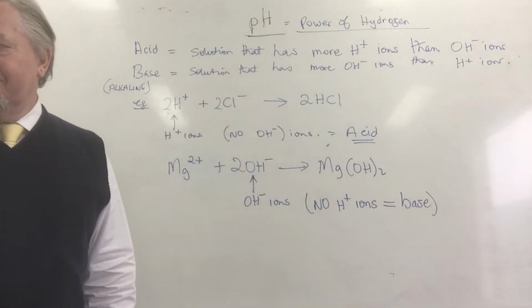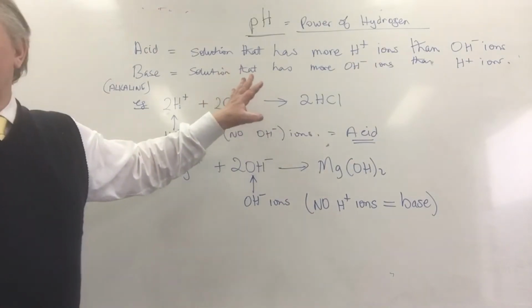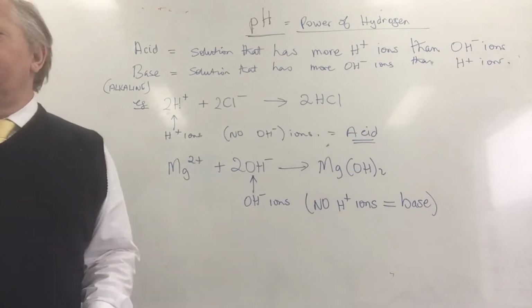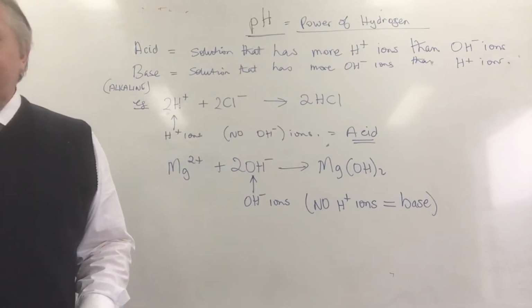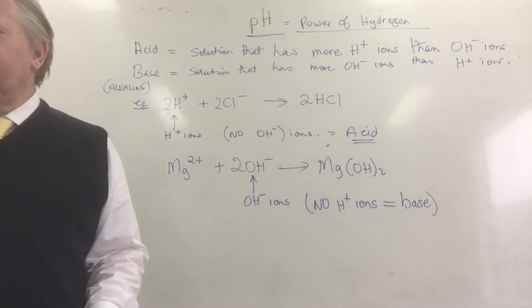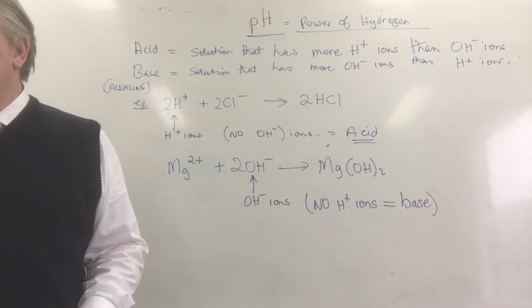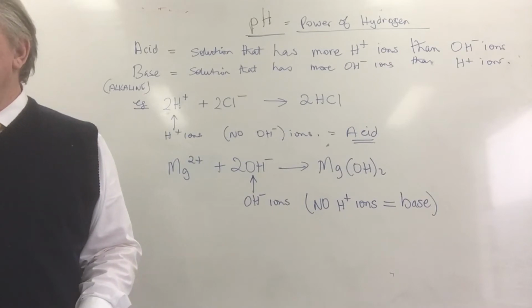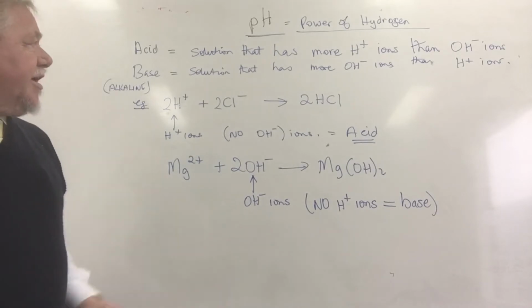What happens if there's no hydrogen? That's a good question. Then it's not going to be an acid. It can't be an acid. If there's no OH minus ions, it's not going to be a base either. So it's just neutral? It'll be neutral. Yes, exactly. So let's have a look at pH in more detail.